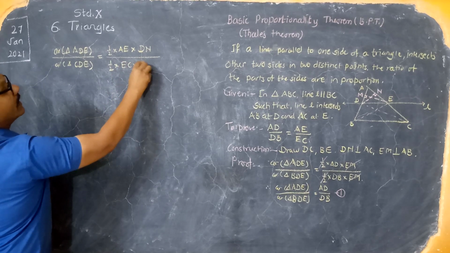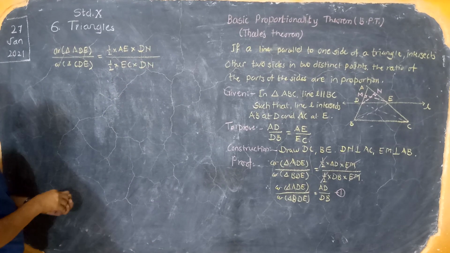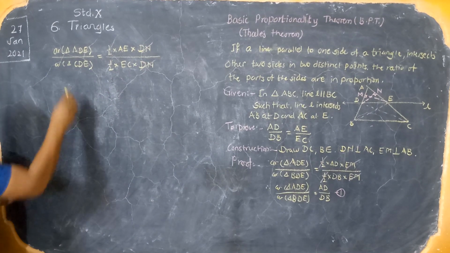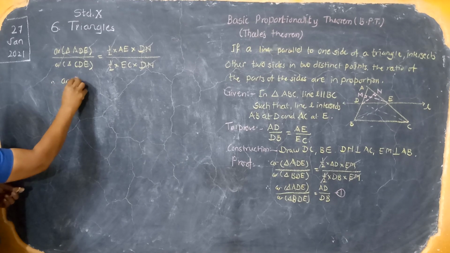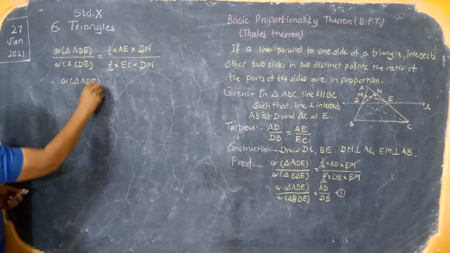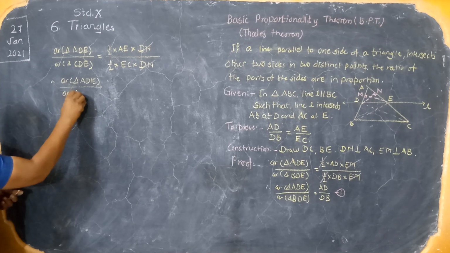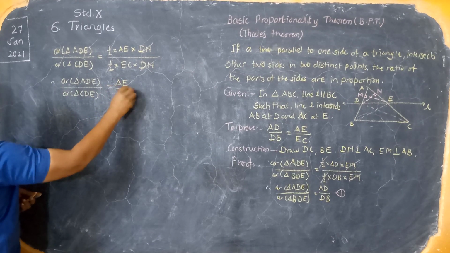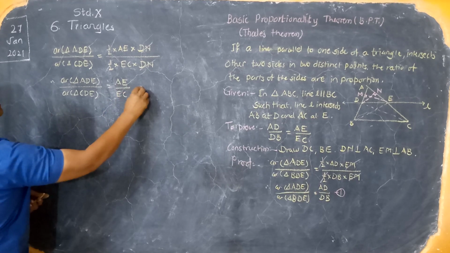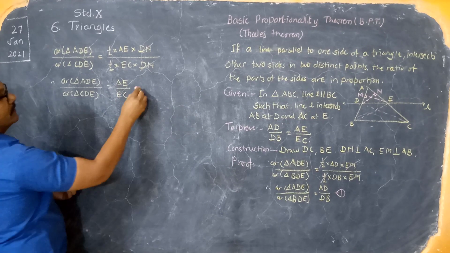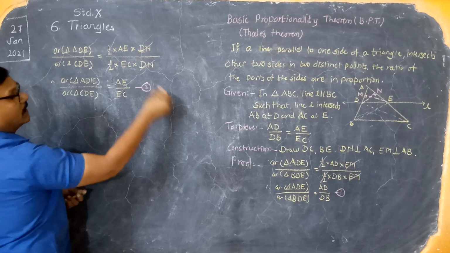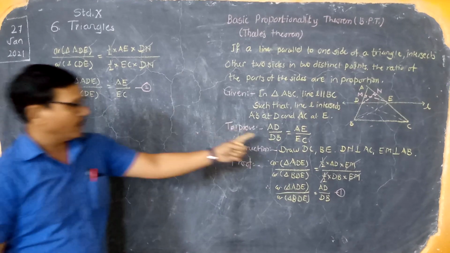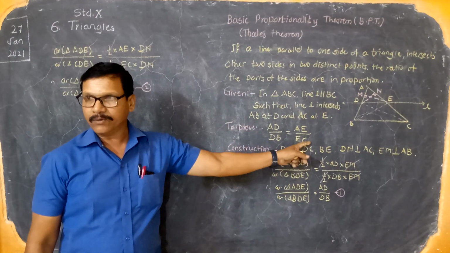Half into EC into again the altitude is same. So half gets cancelled, DN gets cancelled. We get area of triangle ADE divided by area of triangle CDE is equal to AE upon EC. Now if you see, look at the RHS of both equations. They must be equal.